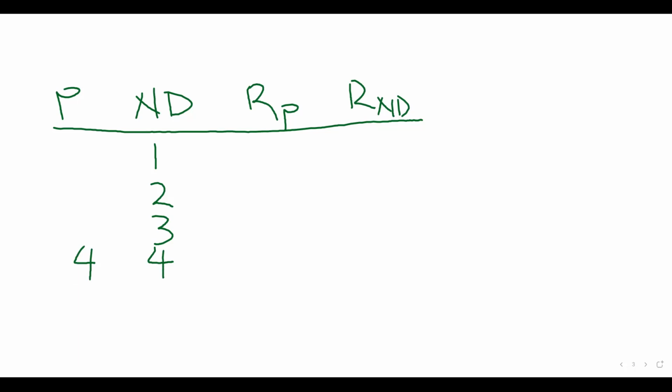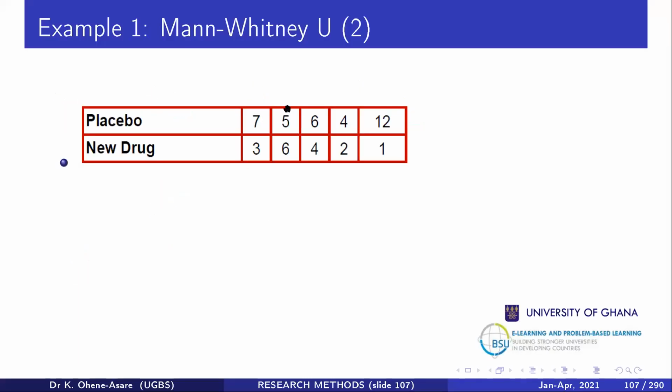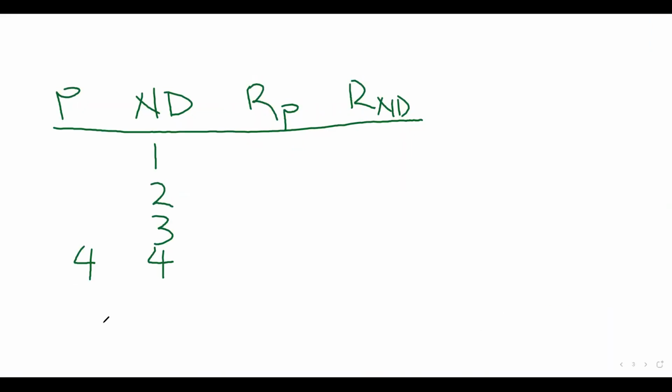The next one that comes after 4 is what number? And which group is that? Excellent. Aisha, you're doing well. So it is number 5, and that number 5 is in placebo. So you put it under placebo.